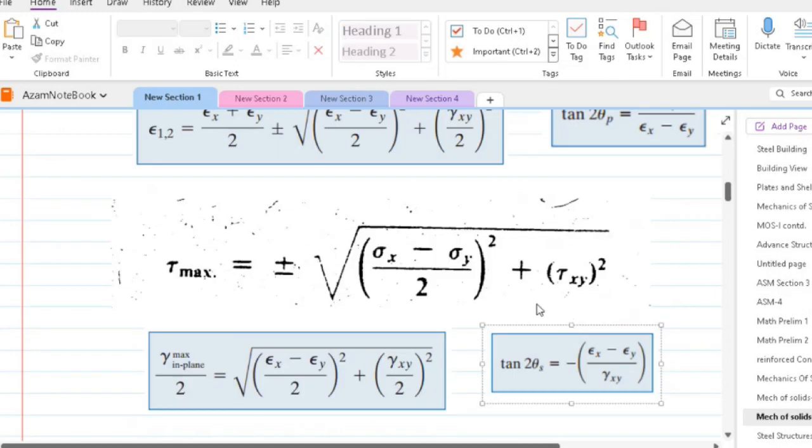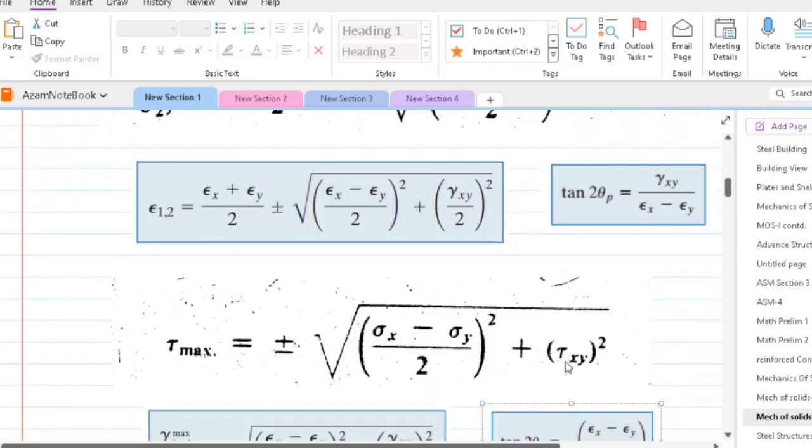In a similar manner, we can derive our maximum in-plane shear strain as gamma max in plane by 2 equal to the square root of ((strain x minus strain y) by 2) whole square plus (gamma xy by 2) whole square. The direction of the shear plane is given by tangent of 2 theta s equal to minus (strain x minus strain y) by gamma xy.